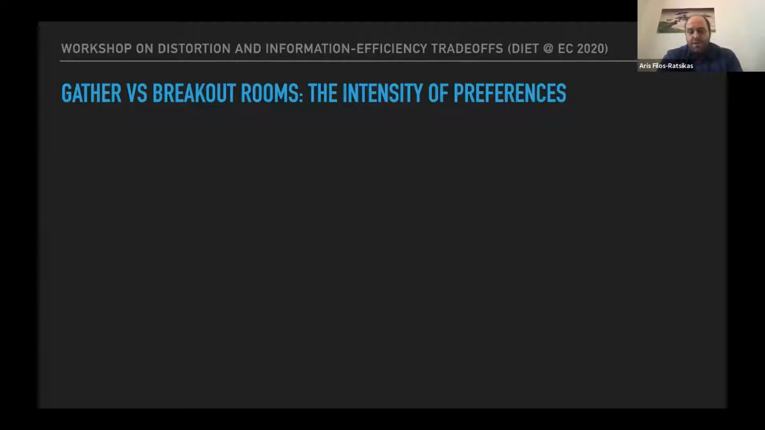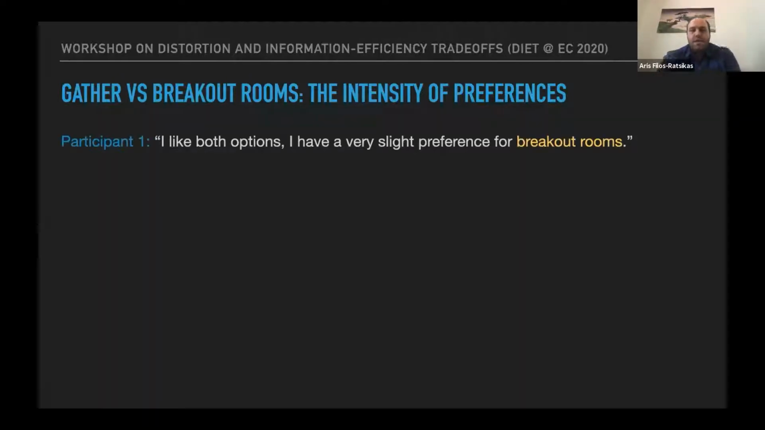Let's imagine now that instead of just asking people to give us their preference, we also ask them to write a short comment explaining the reason for choosing the option that they chose. First I will present the comments of the people that voted in favor of the breakout rooms, followed by the comments of the people that voted in favor of Gather.